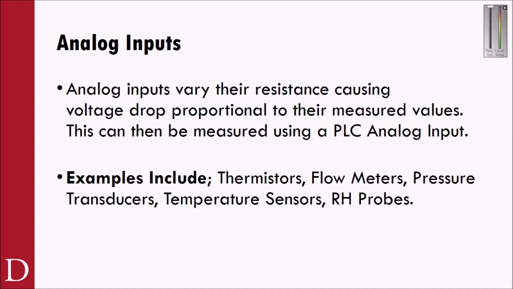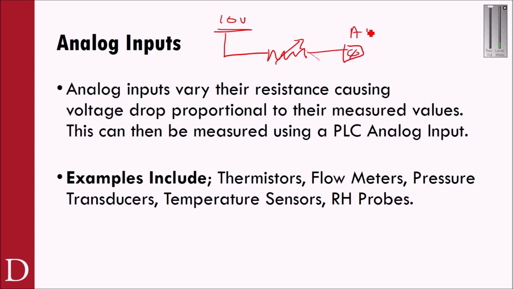So analog inputs vary their resistance, causing voltage drops proportional to their measured values. This can then be measured using a PLC analog input. As an example, let's say I have a 10-volt signal and I have some sort of variable resistance that's going to go to my PLC input here.